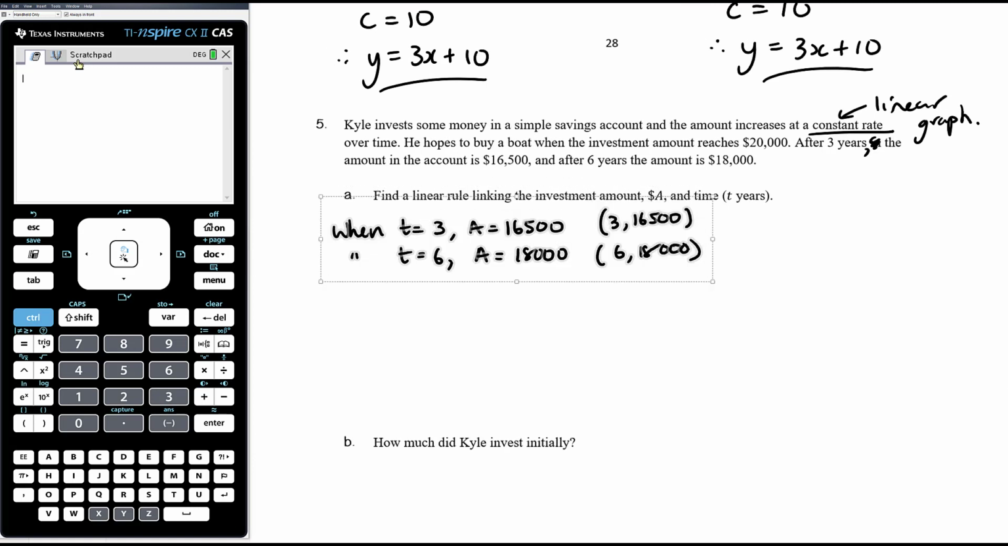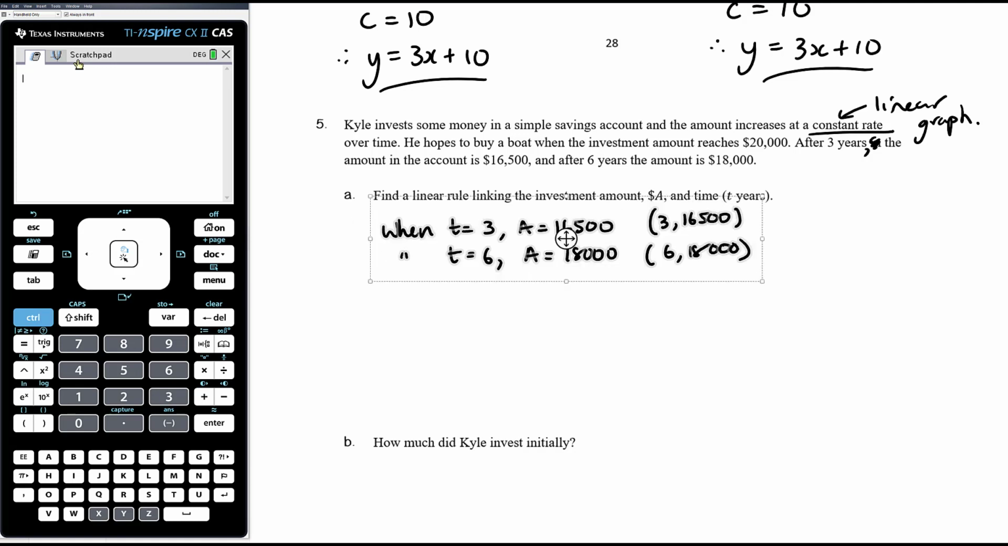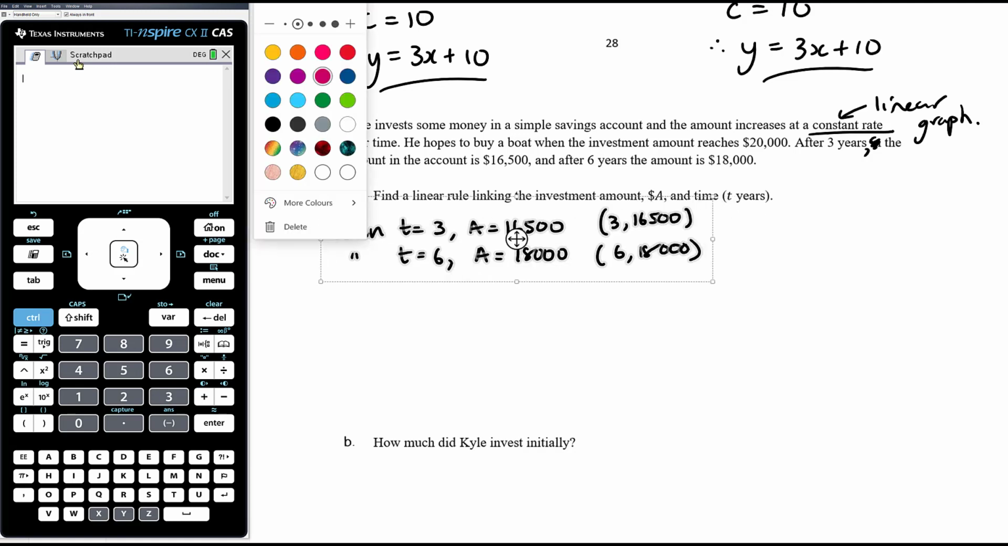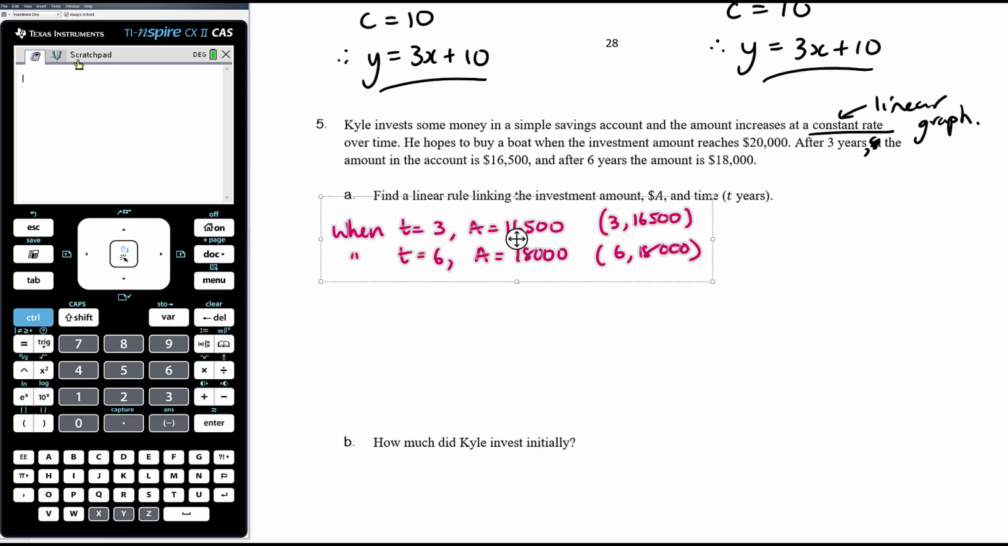Okay, so we know that our linear rule is going to be in this form, but we'll worry about that at the end. If you prefer to just work with y and x while you find the equation, that's fine. You can think about this as x equals 3, y equals 16,500, x equals 6, y equals 18,000. So it's going to be A equals mt plus c. Okay, so let's find the gradient first of all.